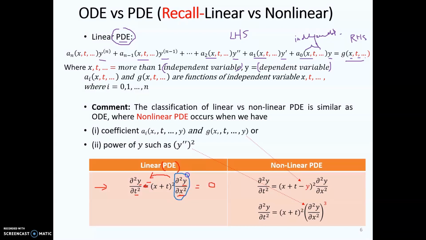So you have y double prime here, which has a linear format, follow this guideline. Then you check the coefficient, so all the coefficient here is in independent variable, therefore it follows the linear format. On the other hand, if you have the coefficient with the dependent variable inside, let's say you have x plus y minus y, like this case, so this will cause the nonlinear component. Therefore, you obtain the nonlinear PDE.